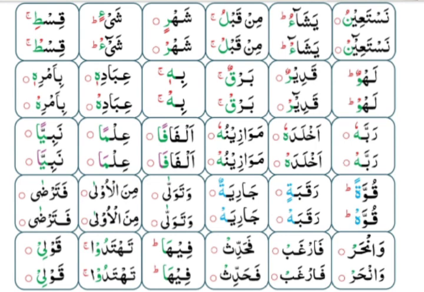For example, open the next page, page number 45, and look at the first word in the fourth line. The word is quwwatan. You can see the last letter of this word is round ta, and it has two zabar on it. So you have to change this round ta with ha sakin in the case of waqf, and you will read this word as quwwah in waqf.